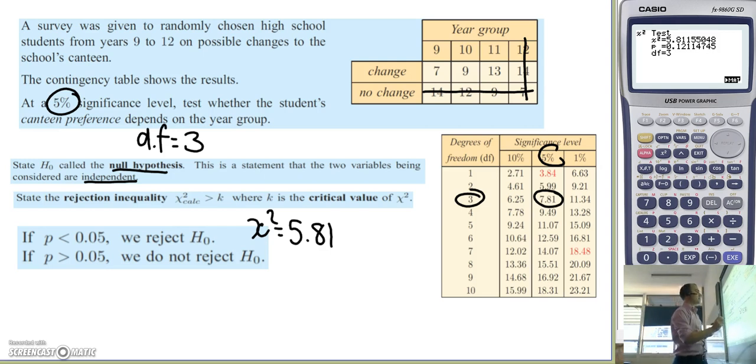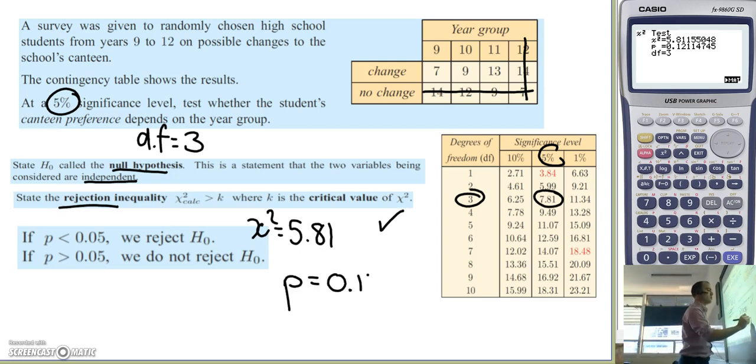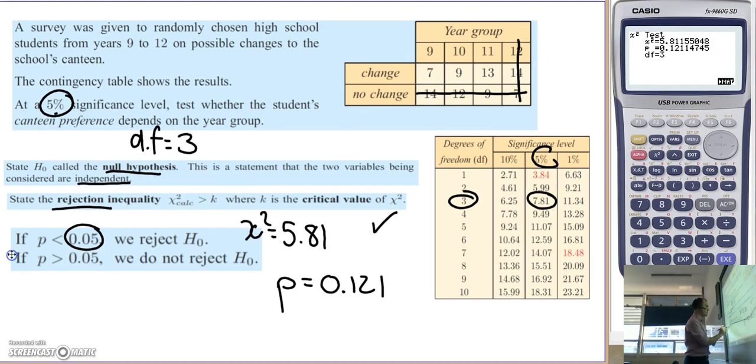Is x-squared greater than k? Well, no, it's not. So we're not going to reject it. We would accept it. Our p-value was 0.121. We're working at a 5%, so this stays at 5%. Is p less than that 5%? Well, at the moment we're at 12%, so we would be looking at this one here, so that 0.05, we do not reject it. So both pieces of data are saying that we would accept our null hypothesis, that students' canteen preference is independent of their year level.